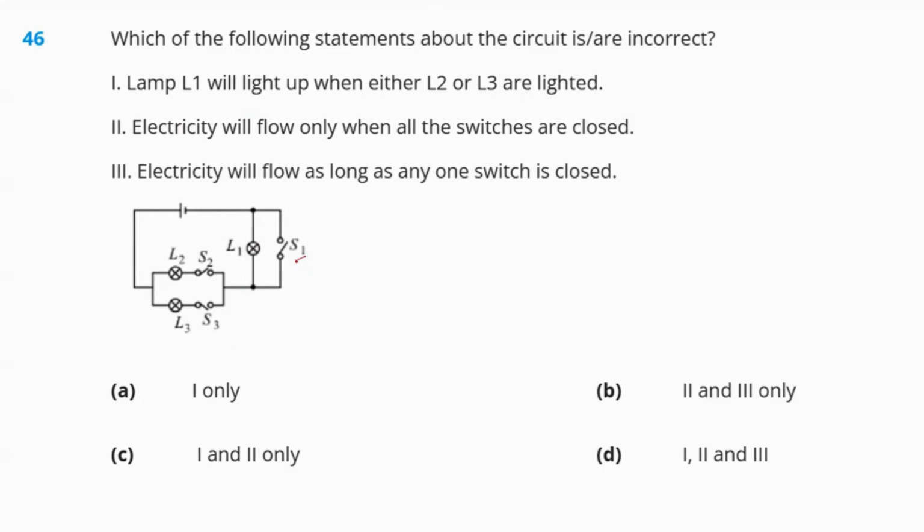We have the switch over here. We have lamp 1, lamp 2, lamp 3, and the S2 and S3. These are the switches for L2 and L3, and a battery over here. So the first one says lamp 1 will light up when either L2 or L3 are lighted. Yes, this is true because it itself would be a complete circuit.